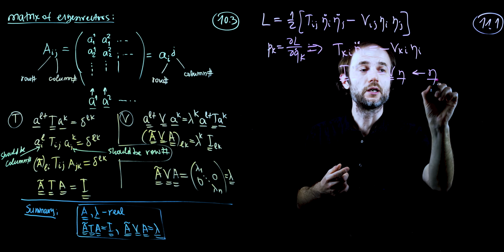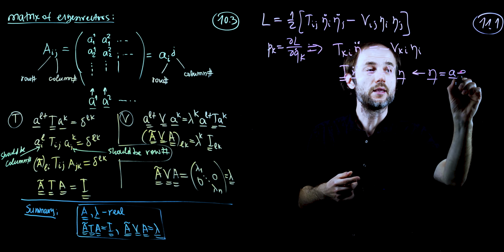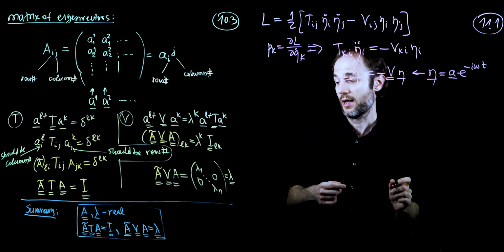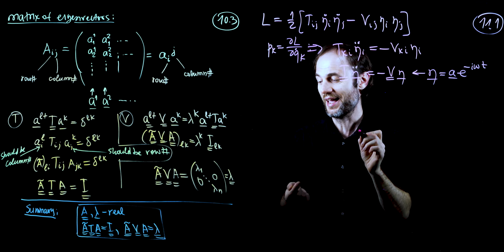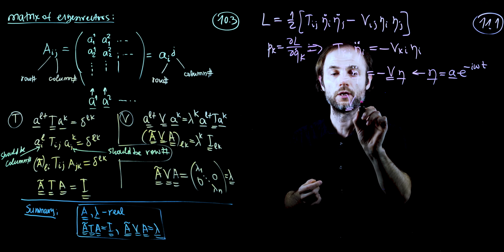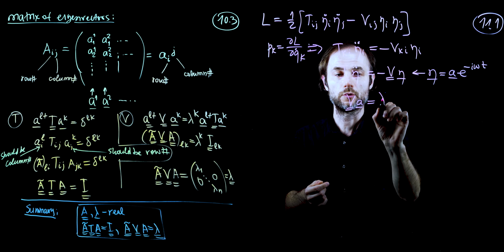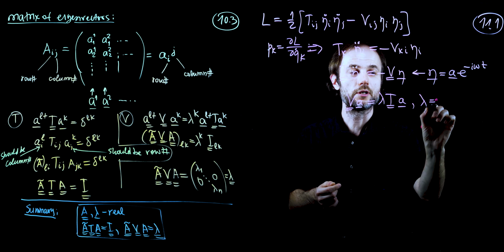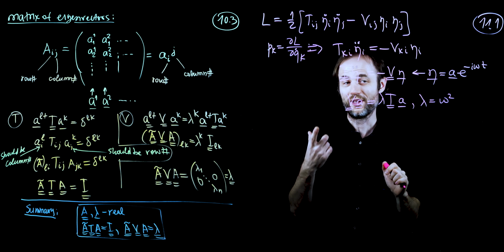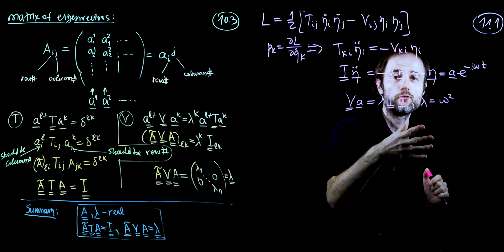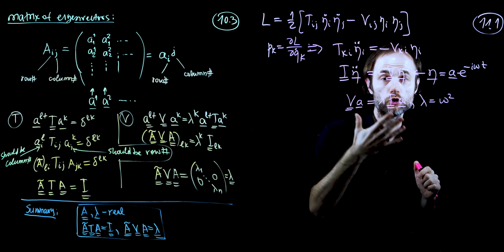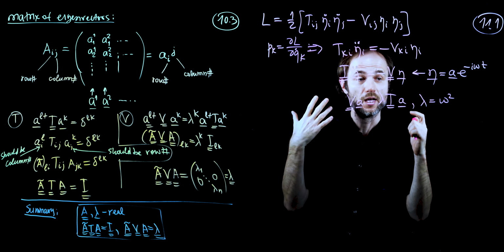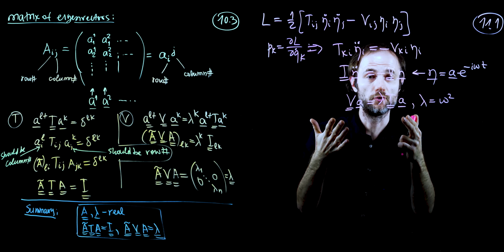Here we have plugged in an oscillatory solution for eta. And we were able to get to the eigenvalue problem: V times A is equal to lambda times T times A, where lambda is equal to omega squared. What we're looking for is a coherent sinusoidal solution to the problem. And we came up with a bunch of different solutions for this.